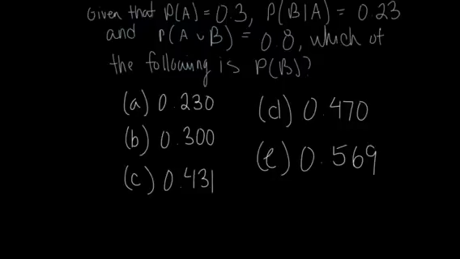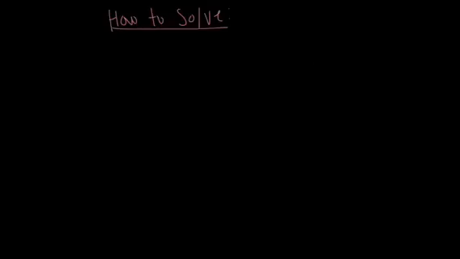This is an example problem for the equations. Given that the probability of A is equal to 0.3, the probability of B given A is equal to 0.23, and the probability of the union of A and B is equal to 0.8, which of the following is the probability of B? So the first thing we want to do is write down everything we are given.